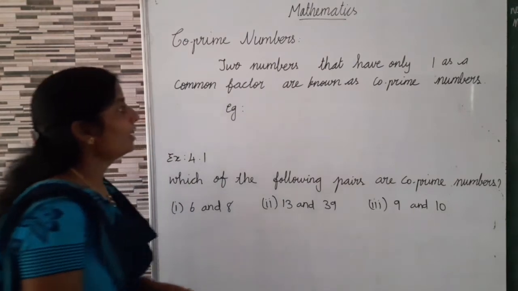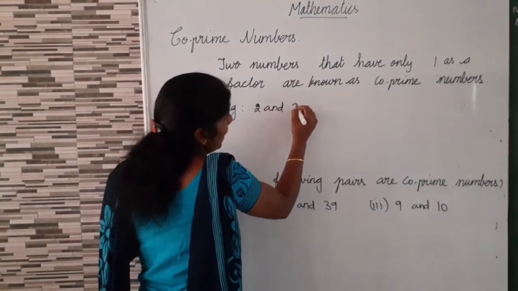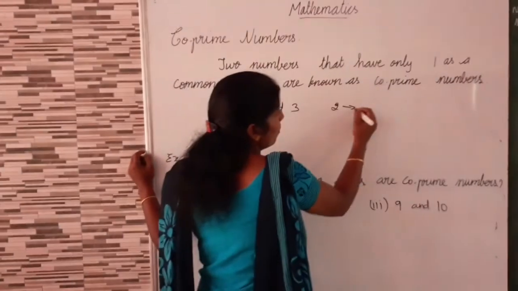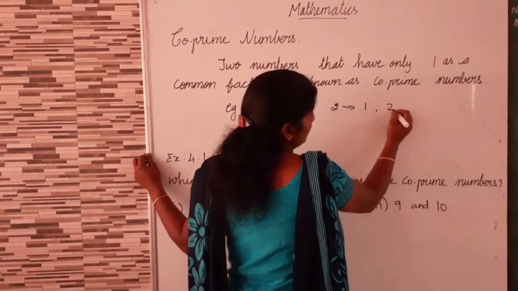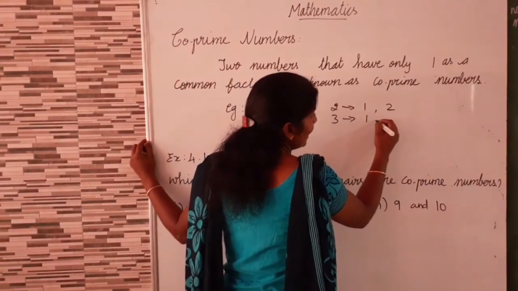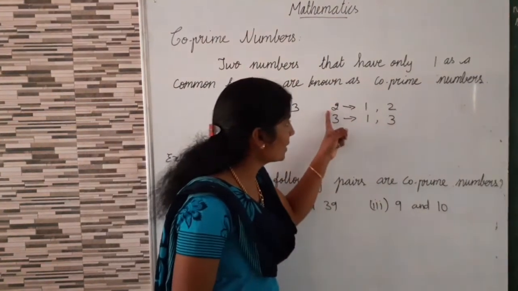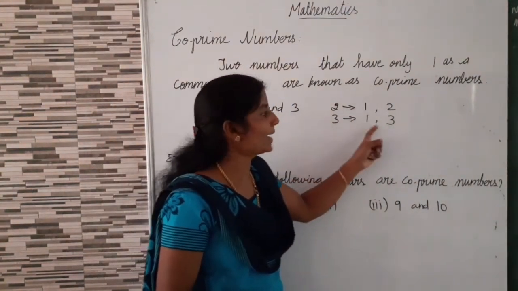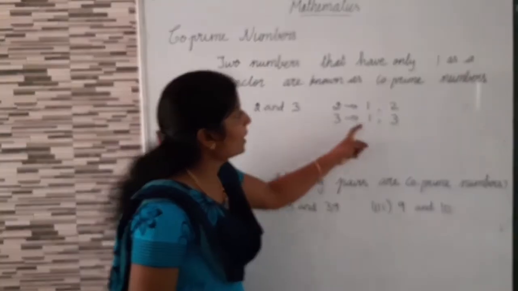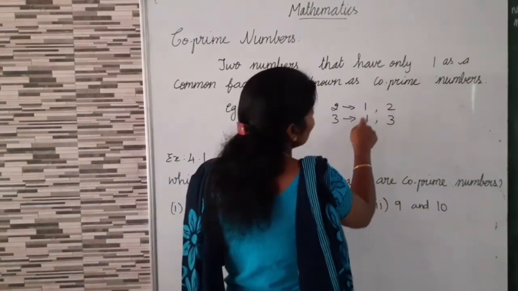For example, 2 and 3. What are the factors of 2? 1 and 2. What are the factors of 3? 1 and 3. Listen, factors of 2 are 1 and 2, and factors of 3 are 1 and 3. Here only 1 is a common factor, isn't it?